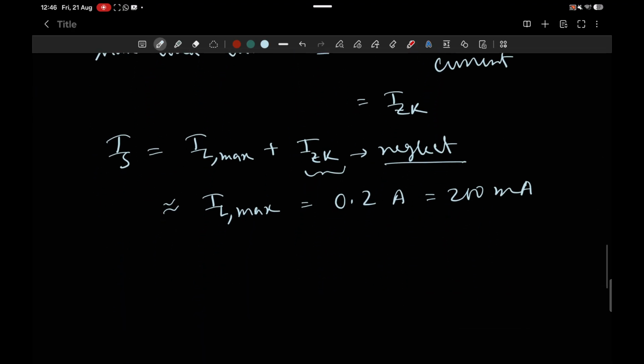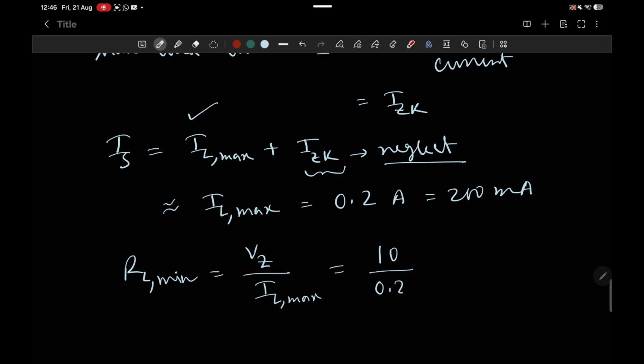So obviously when IL is maximum, RL will be minimum. When the load current is maximum, the load resistance is minimum, that is VZ by IL max, that is 10/0.2, so it is 50 ohm. Okay.